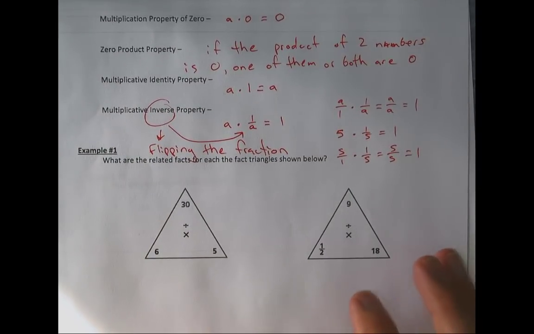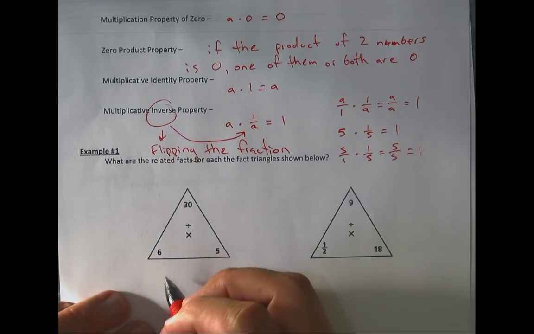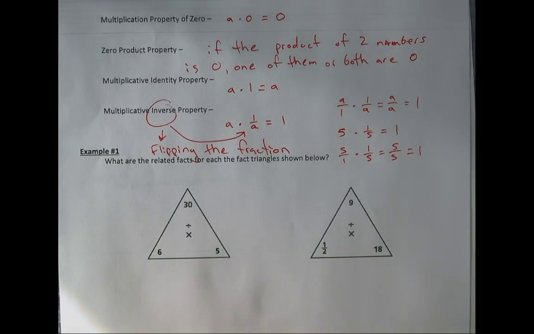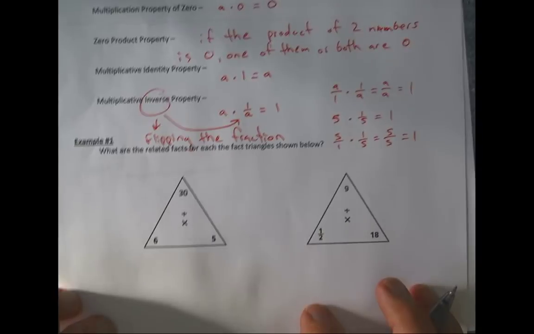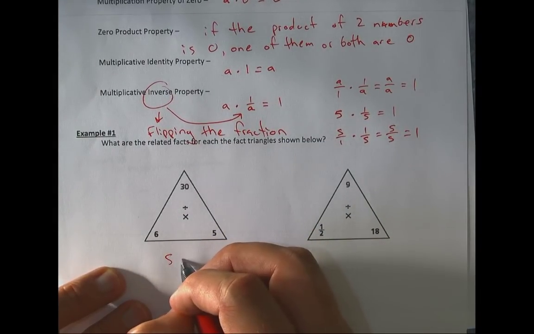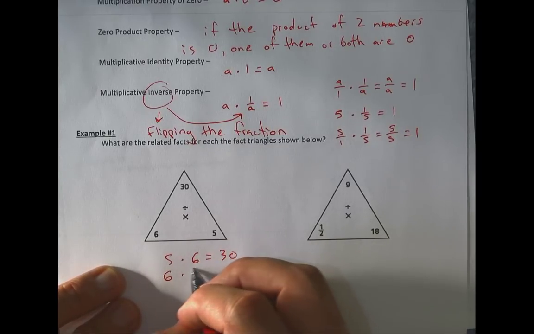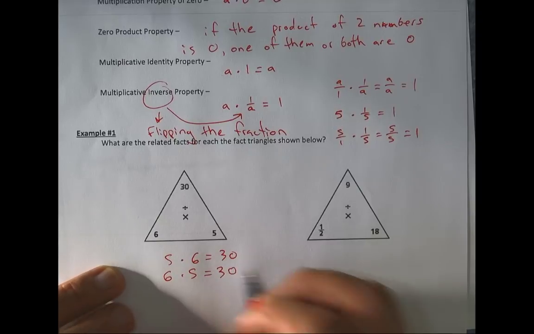All right, so let's jump to the fact triangles. They work exactly the same. I can write 4 different equations here, so you can kind of get ahead of me. Just write the 4 equations. I would start with the easy one straight across: 5 times 6 equals 30. You can go the other direction: 6 times 5 equals 30. They're commutative.